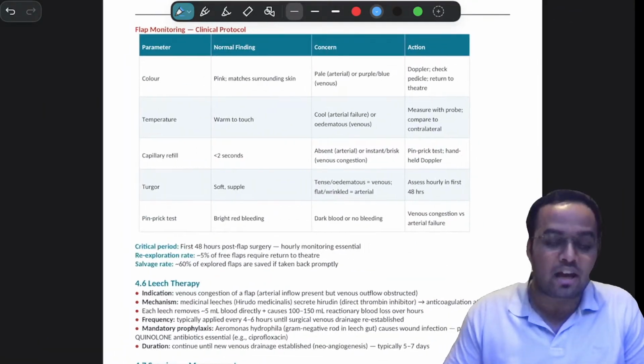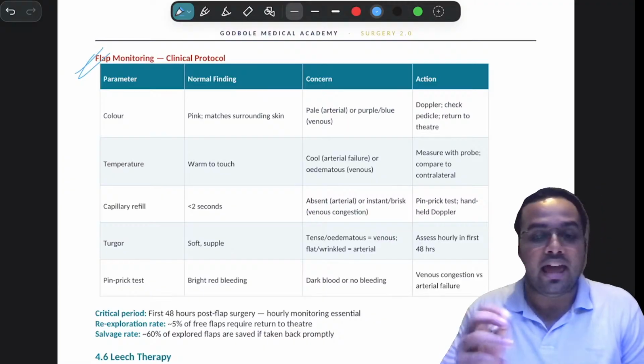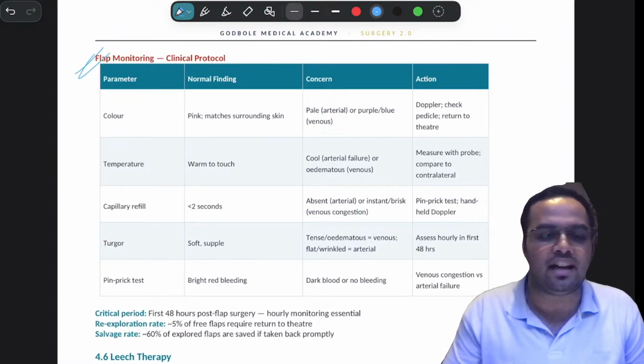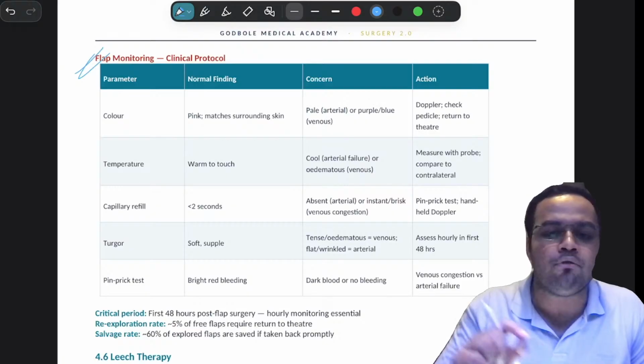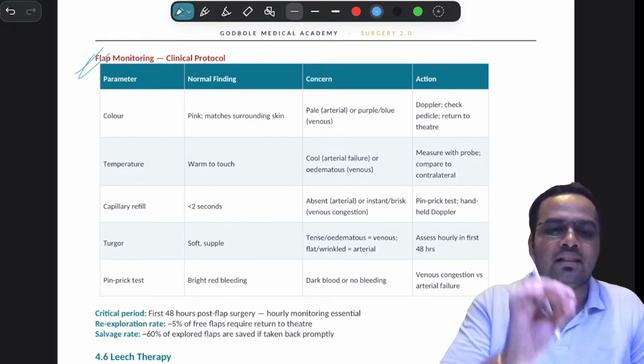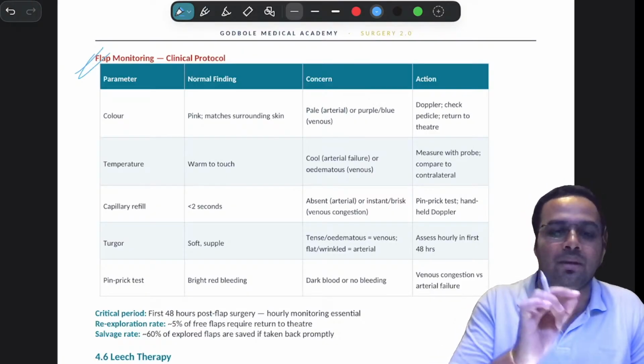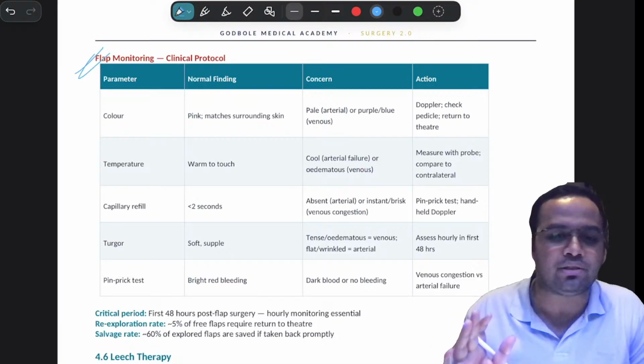Given that, now we are going to come to flap monitoring. It is exactly opposite to the graft. In the graft, we saw that whenever you are grafting the patient, you are not going to open the wound for 5 days, because the blood supply is always passive. It is going to be imbibition, then inosculation and revascularization.